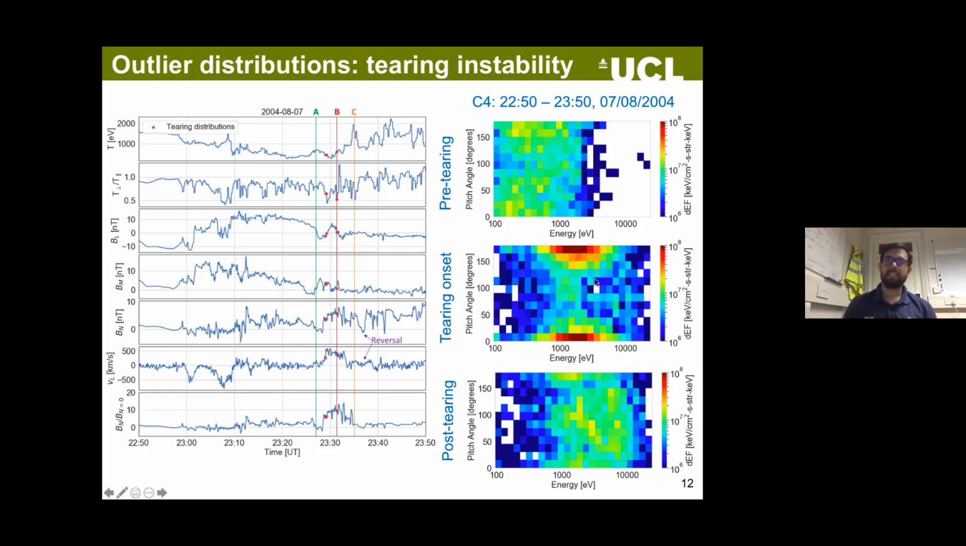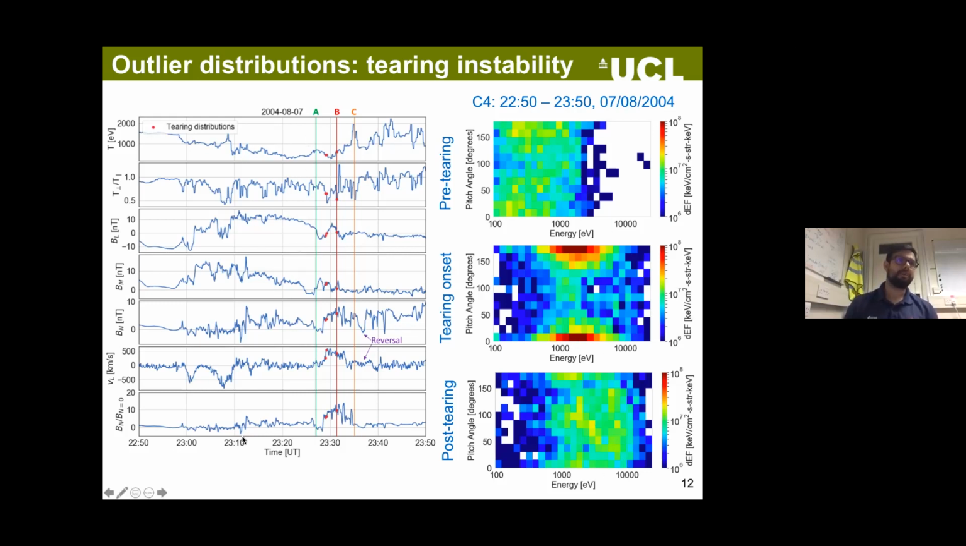So once we found these distributions, we wanted to verify that we are looking at a tearing event. This was using information from simulations about tearing instability, and also magnetic field instability criteria as well. And also we wanted to see if we could then observe reconnection subsequent to these observed distributions.